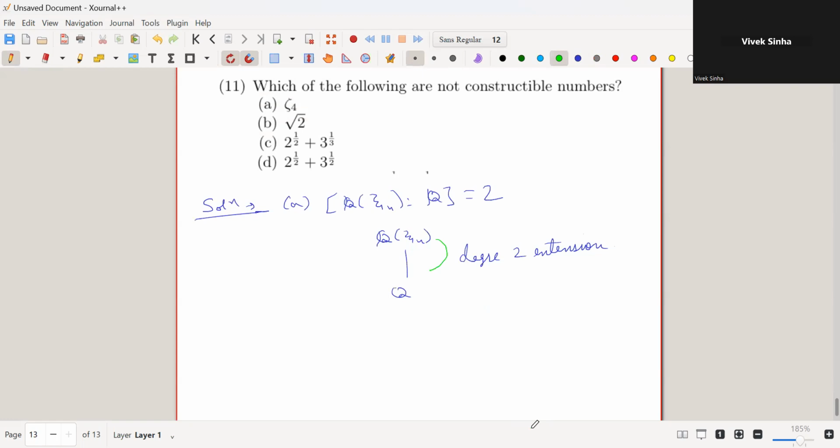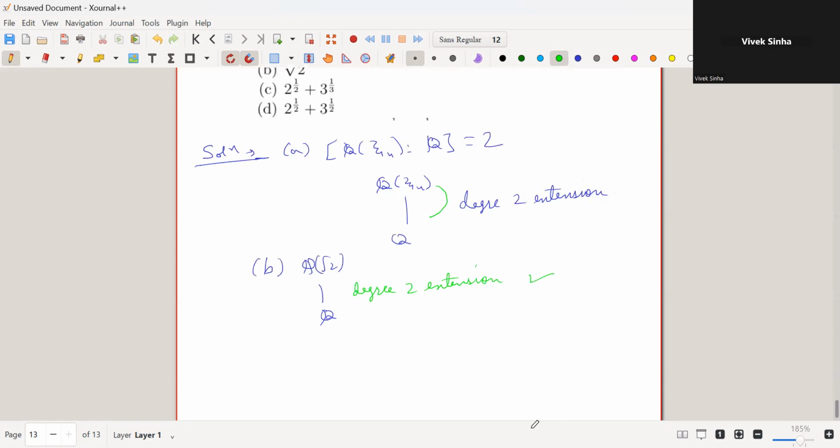So this is okay. The b part, we have already seen, root 2. Since Q(root 2) has degree 2, so this is also fine, degree 2 extension. This is also done.